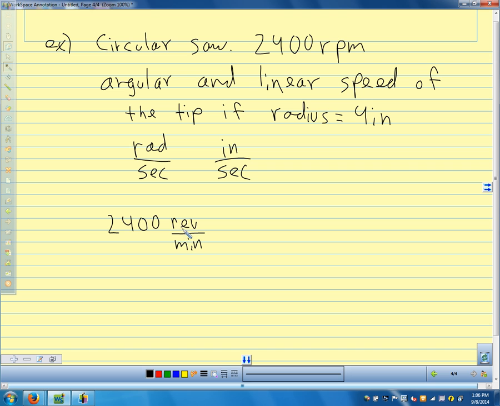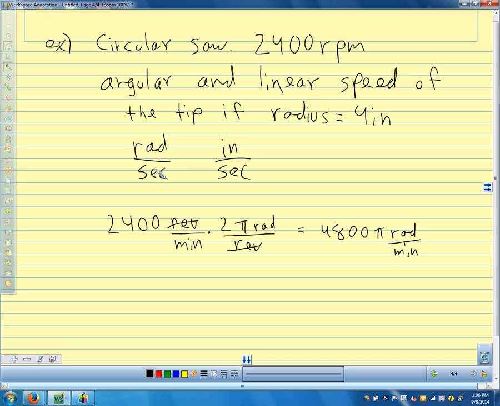How am I going to convert from revolutions to radians? Is it just 2 pi? 2 pi radians per revolution. So let's multiply by 2 pi radians per revolution. So if you write your units as a fraction, then you cancel these out. We don't want revolution in our answer. So we get 4,800 pi radians per minute.